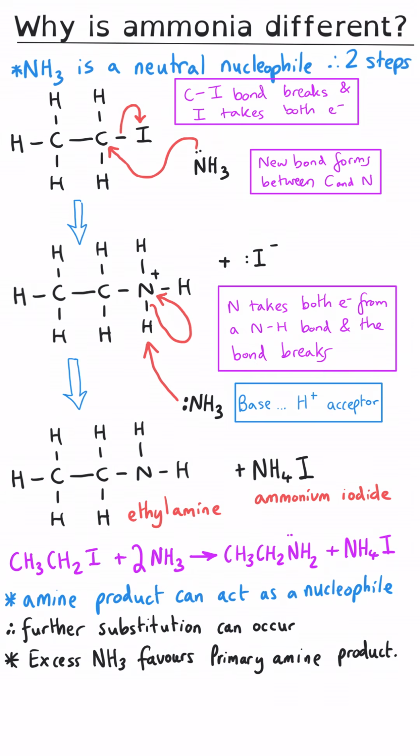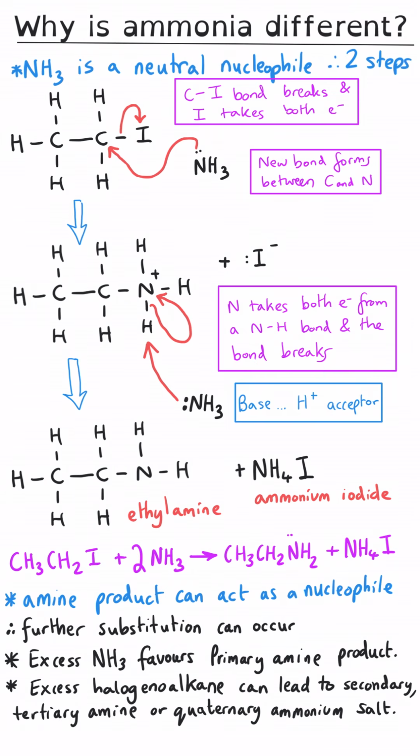An excess of ammonia means that we're most likely to get mostly primary amines being produced, whereas if we don't use an excess of ammonia, if we use an excess of halogenoalkane, we're likely to get multiple substitution occurring and not primary amines, perhaps secondary or tertiary or even quaternary ammonium salts. This is where this mechanism bridges over between the first year of chemistry and the amines topic, which is in year 2 of chemistry. The final mechanism that I want to look at is elimination.